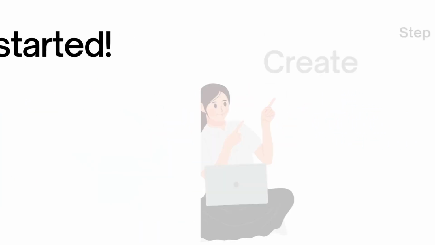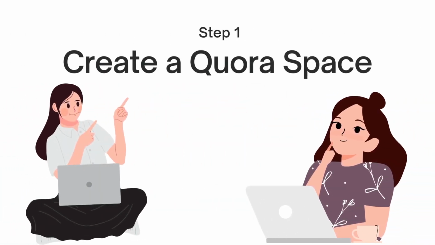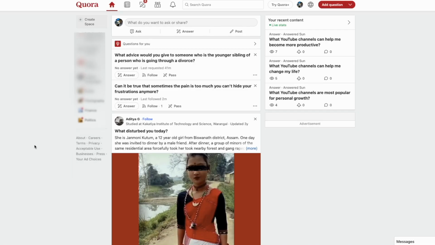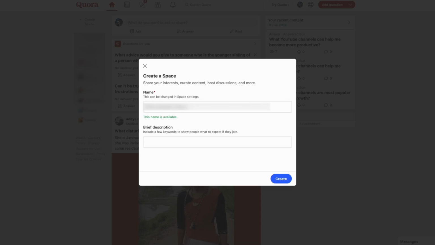Let's get started. Step 1. Create a Quora Space. The first step is to create a Quora Space. To do this, simply log into your Quora account, click on the Create a Space button, and enter a name and description for your space.